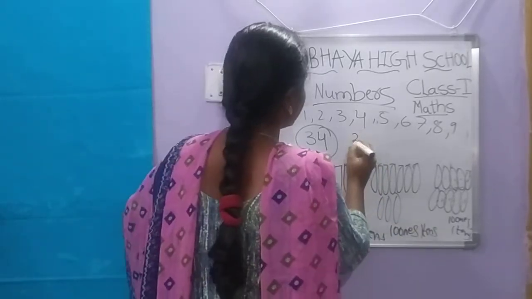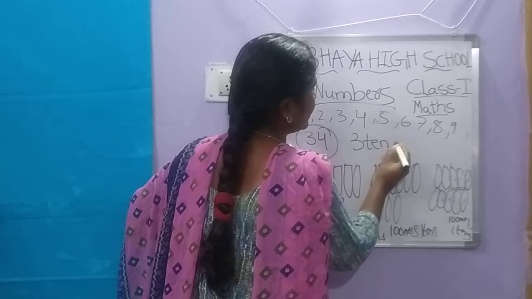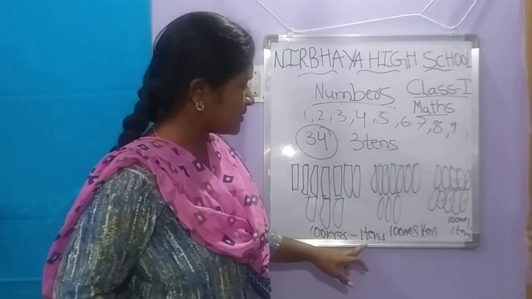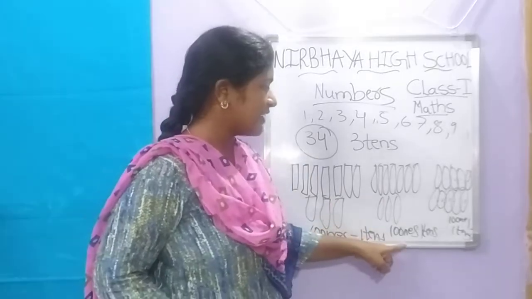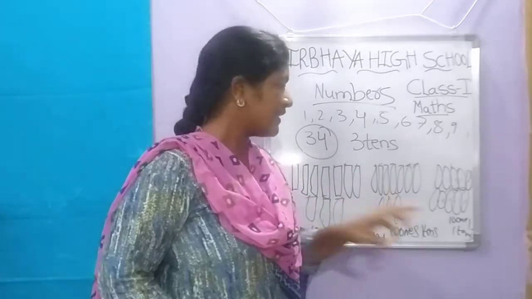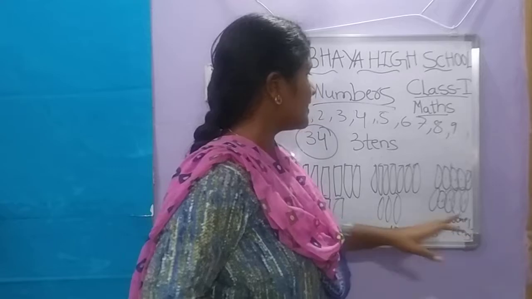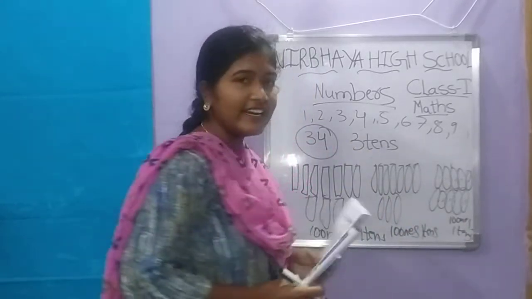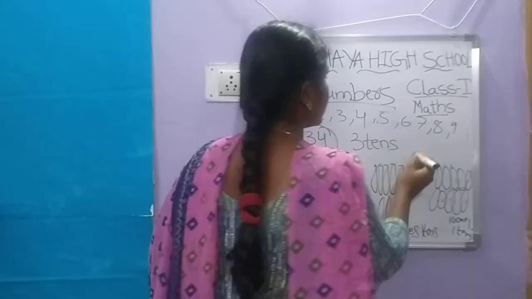How many are there? 3 tens total. 10 ones means 1 ten. Here also 10 ones means 1 ten. Next one, you see, 10 ones means 1 ten. So 1 plus 1 plus 1. So how many? 3 tens.